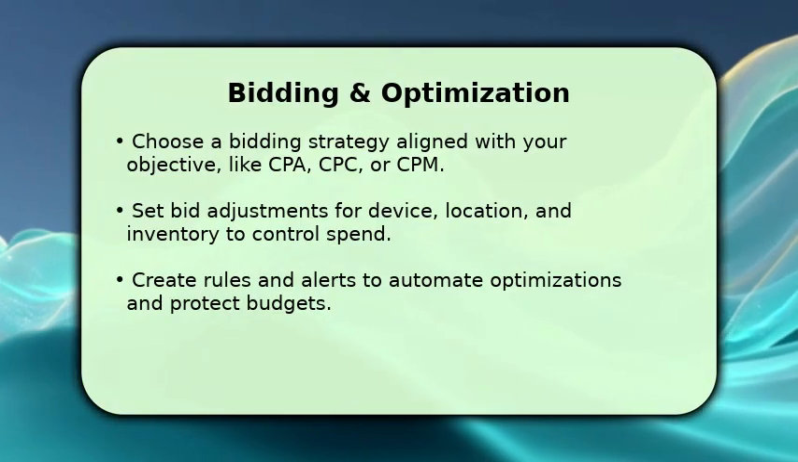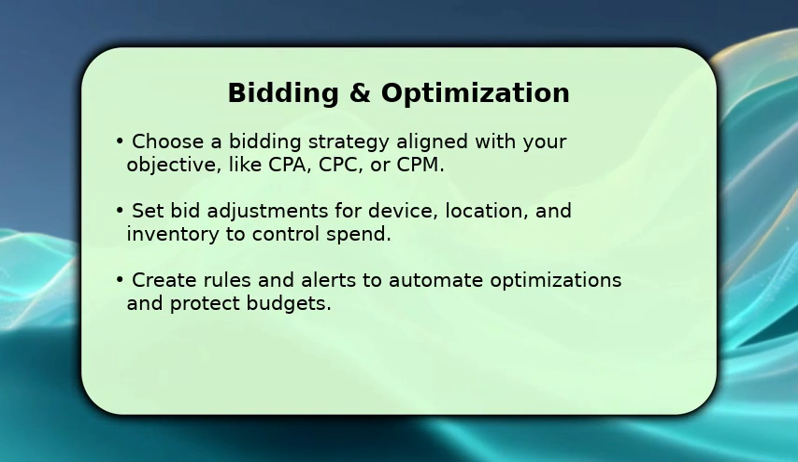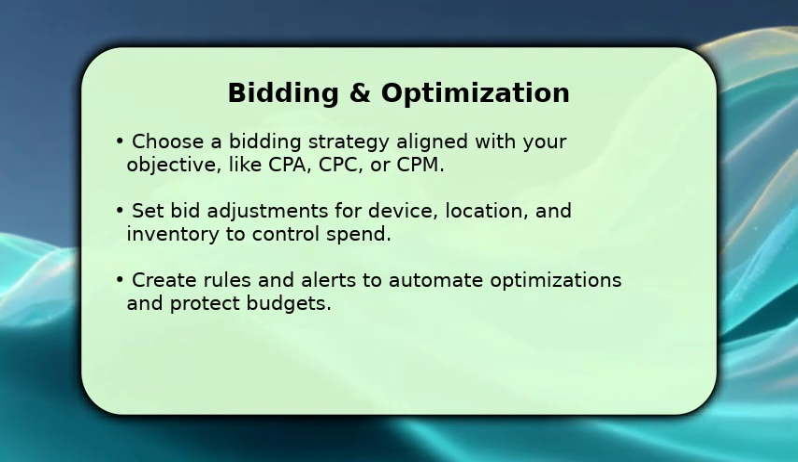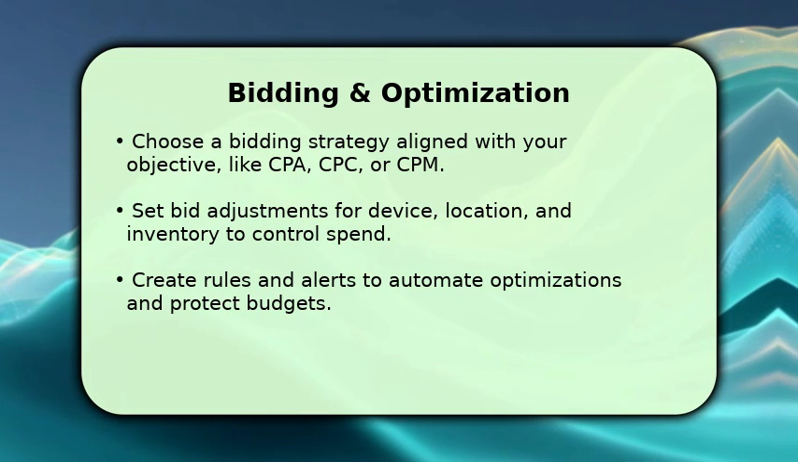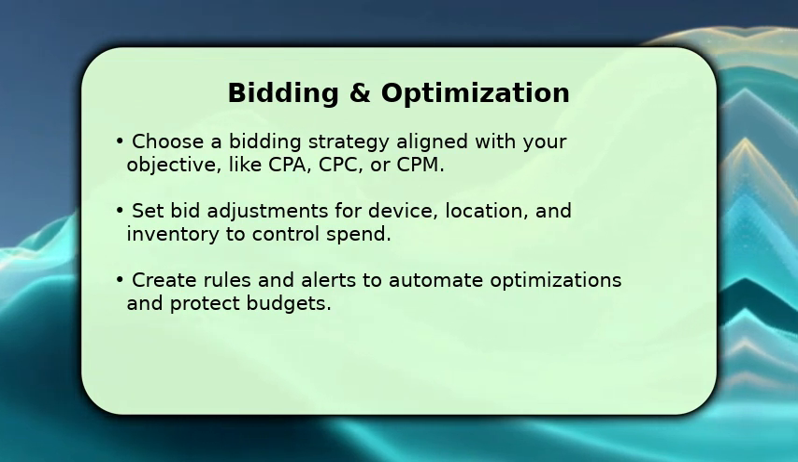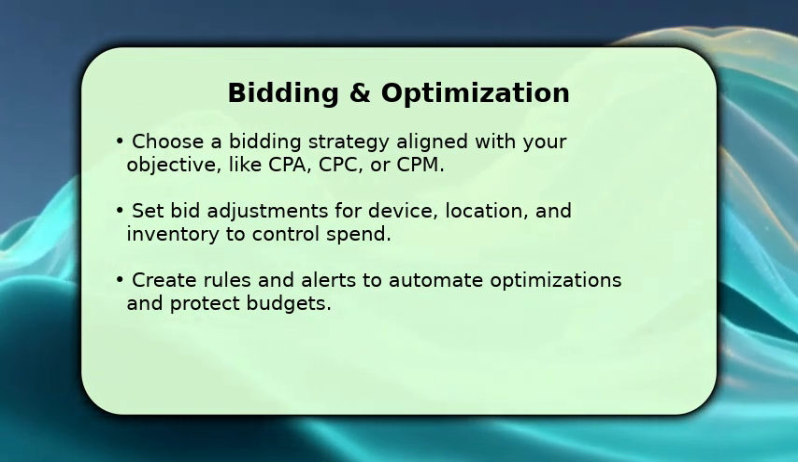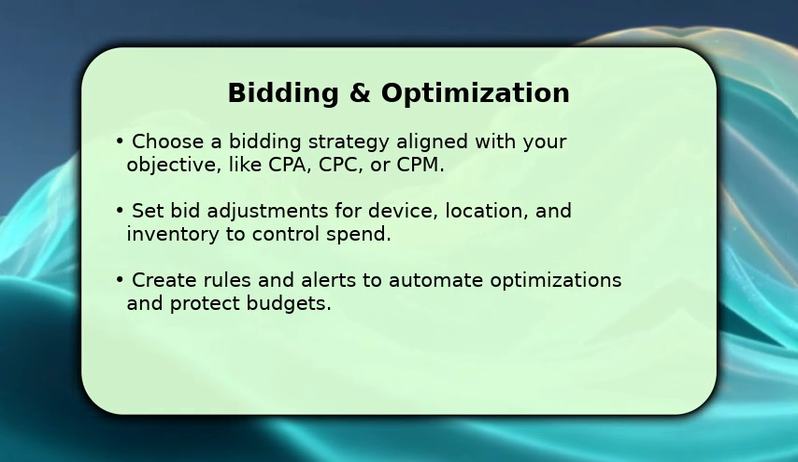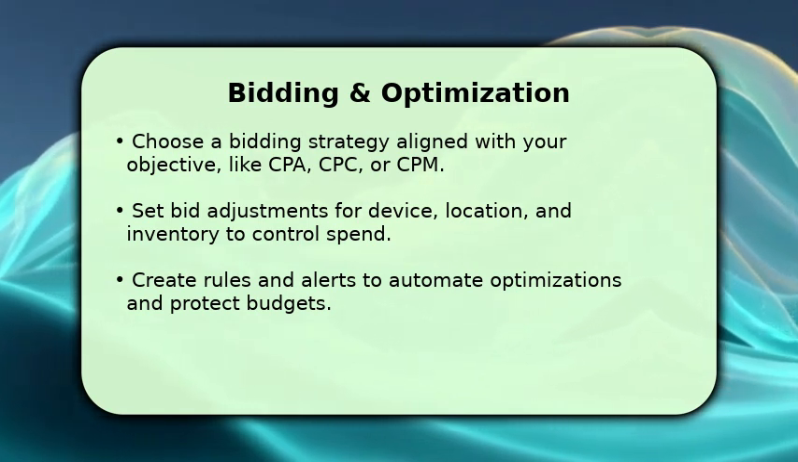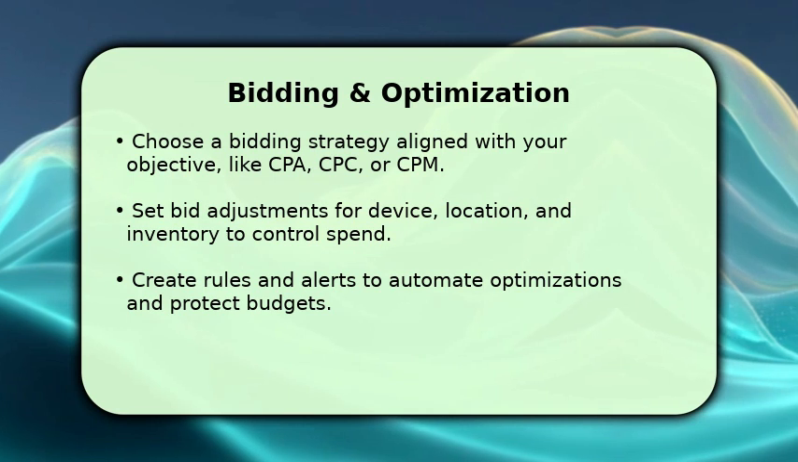Select a bidding approach that matches your goals, such as CPA for conversions or CPM for awareness, and set initial bids based on expected value and pacing. Implement bid multipliers for devices and geos that perform best, and exclude low-quality inventory to protect brand metrics.